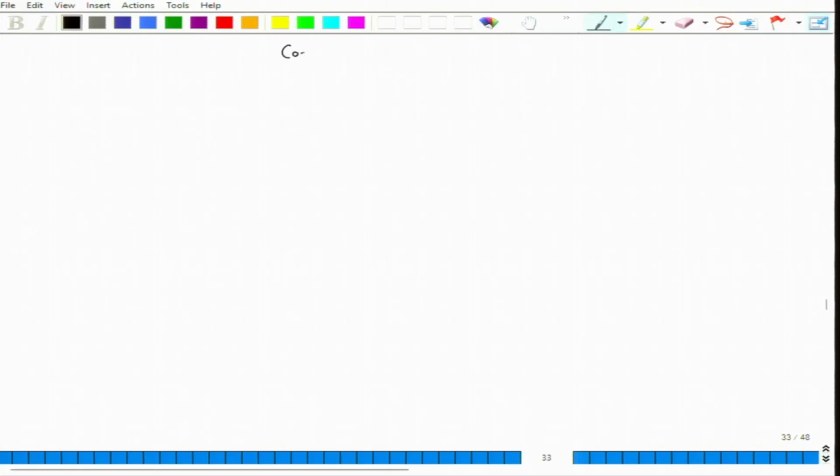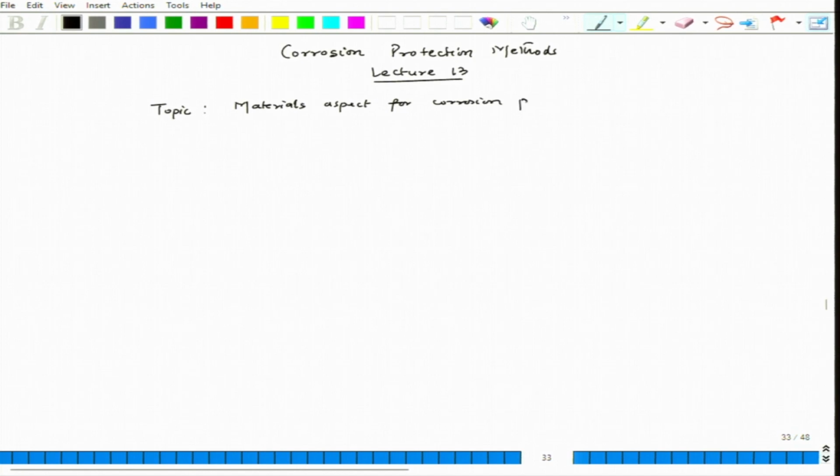Let's start lecture 13. The course is corrosion protection methods, and today we will start a topic on the materials aspect of corrosion protection.